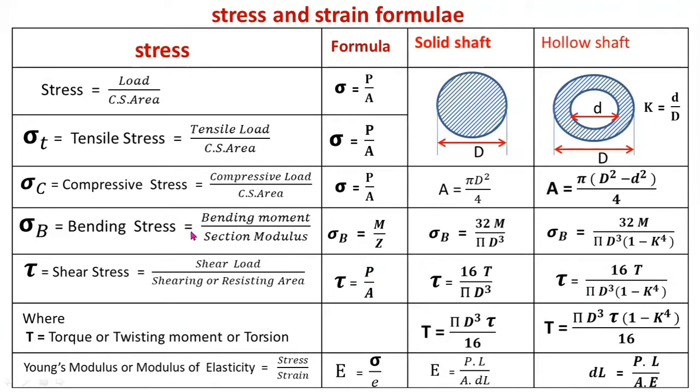In a similar way, for determining the bending stress, sigma b equals M by Z. Okay. Bending moment, maximum bending moment M by section modulus. For a solid shaft, bending stress sigma b equals 32 M by pi d cube. And for a hollow shaft, sigma b equals 32 M by pi d cube into 1 minus k power 4. In a similar way, already we know that from the torsional equation, torque for a solid shaft T equals pi d cube by 16 into tau.